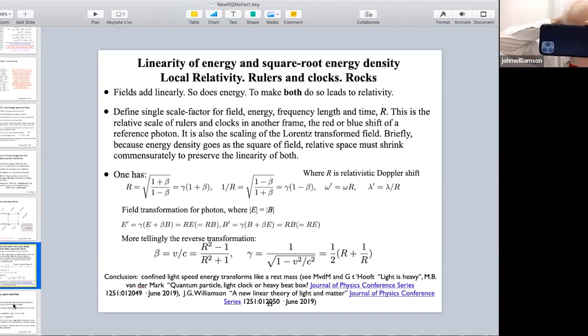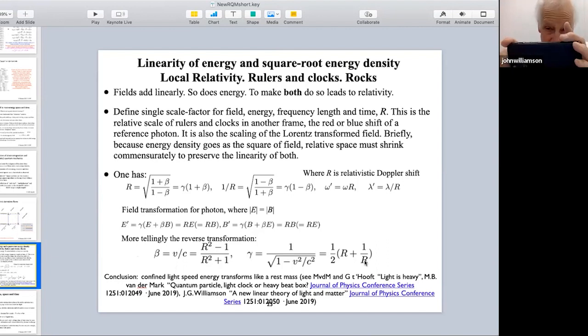By how much? Well, if you work it out, you'll find that if the redshift of the photons is R, then the blue shift of the other photons going in the other direction is, to your utter astonishment, 1 over R. And if you do the maths on that, and you work out what this R is from the relativistic Doppler shift, you do the field transformations, you find out, to your utter astonishment, that the gamma factor is 1/2 of R plus 1 over R. Of course, what's happening to these photons as they shift? The redshifted photons can only redshift down to zero as you move faster and faster. But the blue-shifted ones can blue-shift up to infinity.